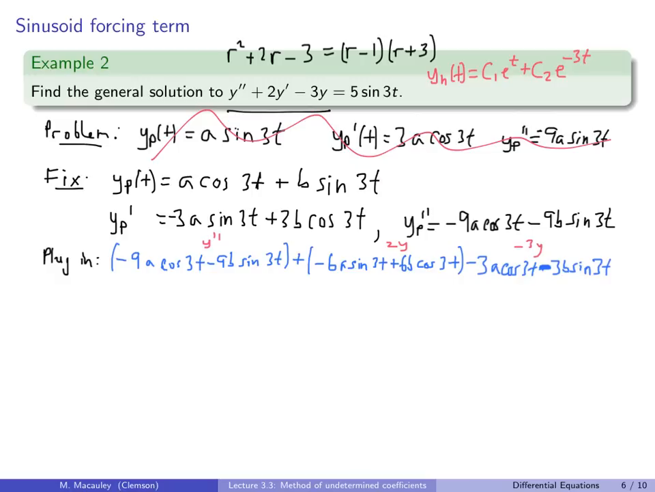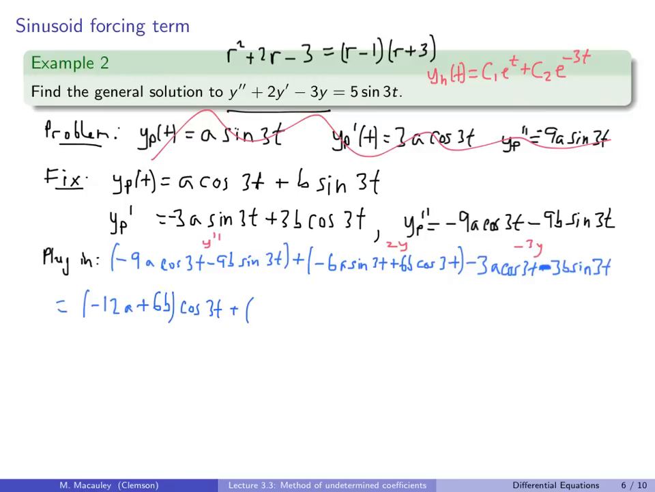So how many sine terms do we have, and how many cosine terms do we have? Let's see. How many cosines? We have negative 9a minus 3a, so that's negative 12a. Now, how many cosine terms in terms of b do we have? We have 6b cosine. So plus 6b. So this is how many cosine of 3t's we have. Then how many sines of 3t's do we have?